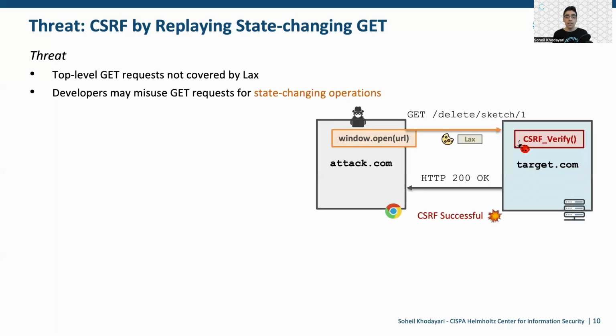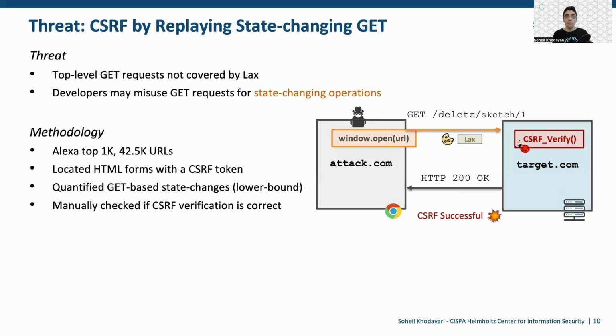We know that top-level GET requests are not covered by the Lax policy, and developers may misuse GET requests to implement security-sensitive state-changing operations, such as removing a resource. As such, attackers can obtain CSRF by replaying state-changing GET requests, for example, by abusing the window.open JavaScript API.